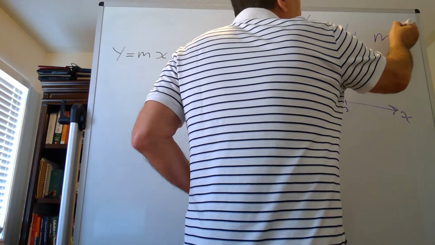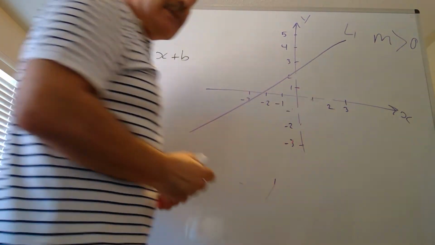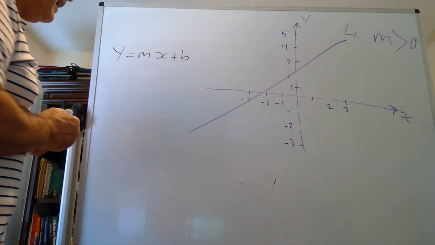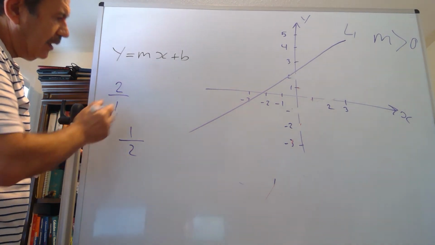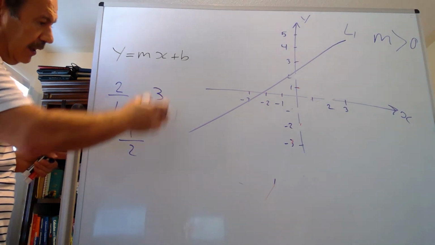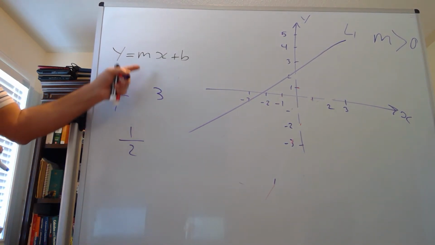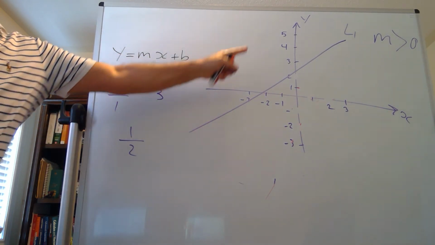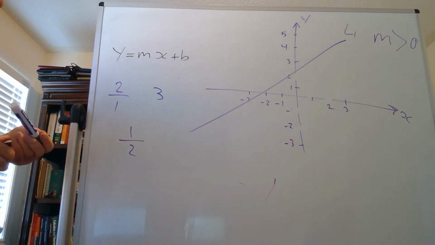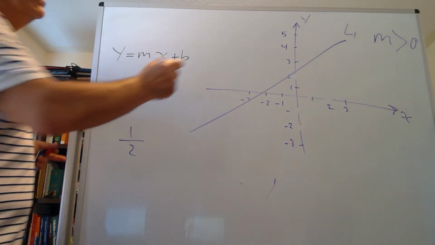The slope is greater than 0. The slope is positive, same as 2 over 1, 1 over 2, or 3. Can you see the sign of all of these slopes is positive? 2, 1 over 2, 3. The slope is positive. The other type of line can be this type.